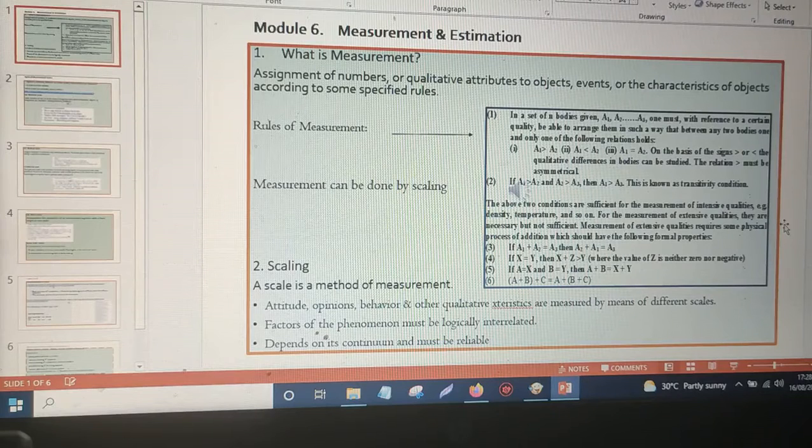This is Module 6. It discusses measurement and estimation.